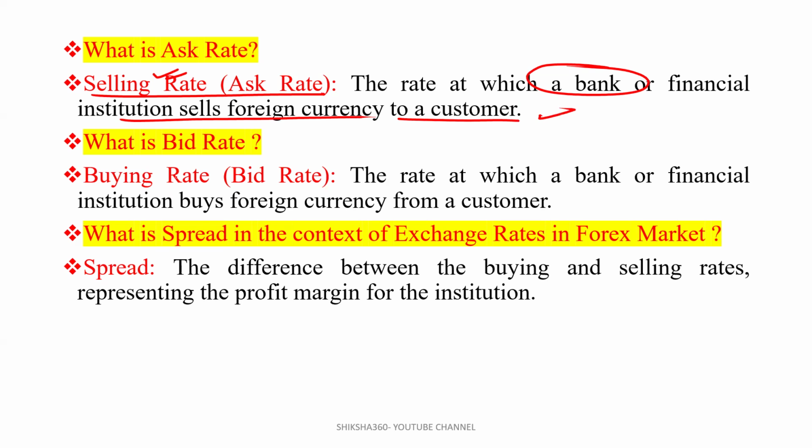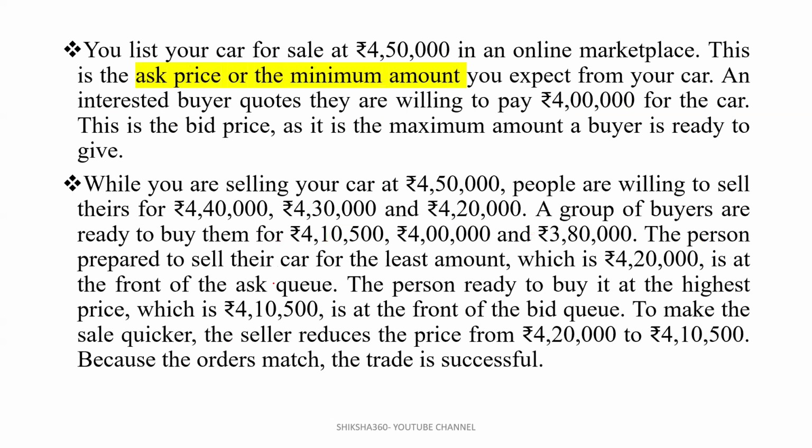What is the bid rate? The bid is basically the buying rate: the rate at which a bank or financial institution buys foreign currency from the customer. The difference between the buying and selling rate represents the profit margin for the institution. Now let's discuss these terms further with the help of an example.